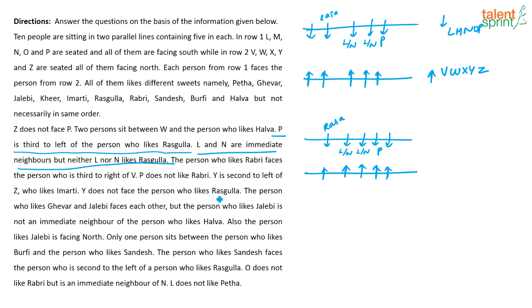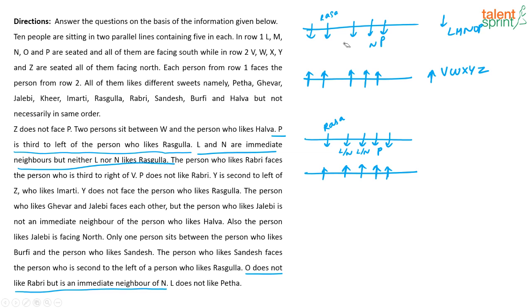Y does not face the person who likes Rasagulla. Wait, let us see if there is any more information that we can use. Look at this information. O does not like Rabri but is an immediate neighbor of N. So O is an immediate neighbor of N. So let us look at the first case.